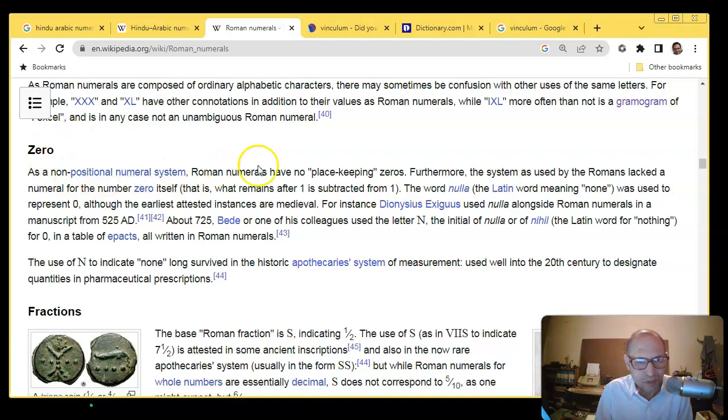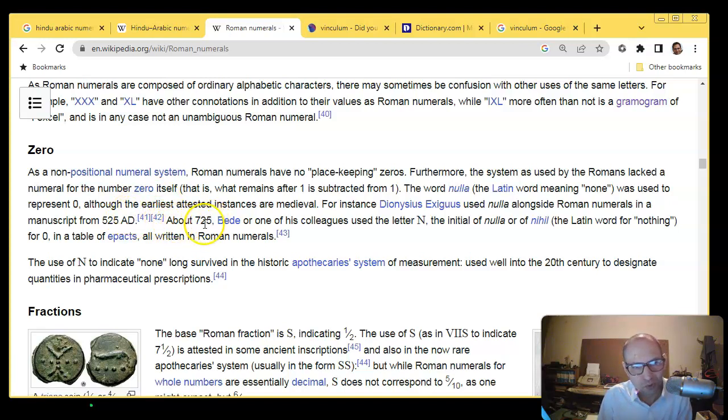At any rate, because this is not a positional system, you don't have a placekeeping zero in the system. So now the placekeeping zero doesn't exist. The word nulla, the Latin word meaning none, and there is also the word null, which must come from the same root, was used to represent zero, although the earliest attested instances are medieval. For instance, someone used nulla alongside Roman numerals in a manuscript from about 525 AD. So we know that the word nulla was actually used at this point in time, around 1500 years ago, in some manuscripts.